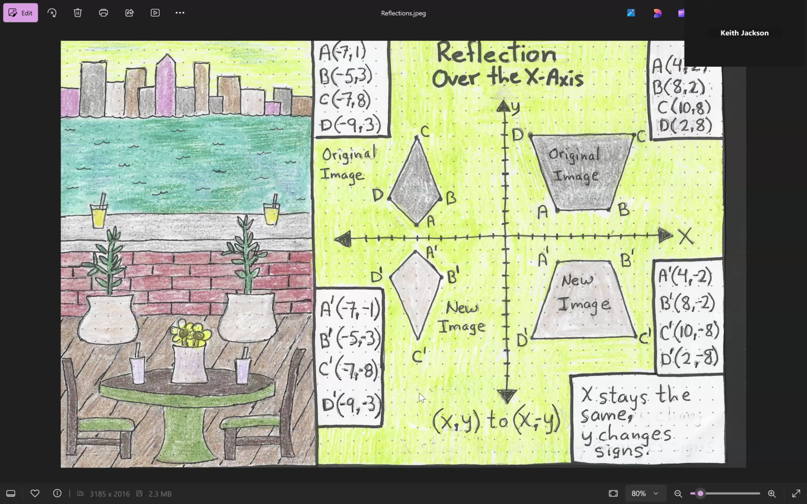So there you have it. When you reflect over the x-axis, x stays the same, but y changes its sign. This would be a good time to pause the video if you like, or replay this video as many times as you need to gain a deeper understanding of reflecting over the x-axis.